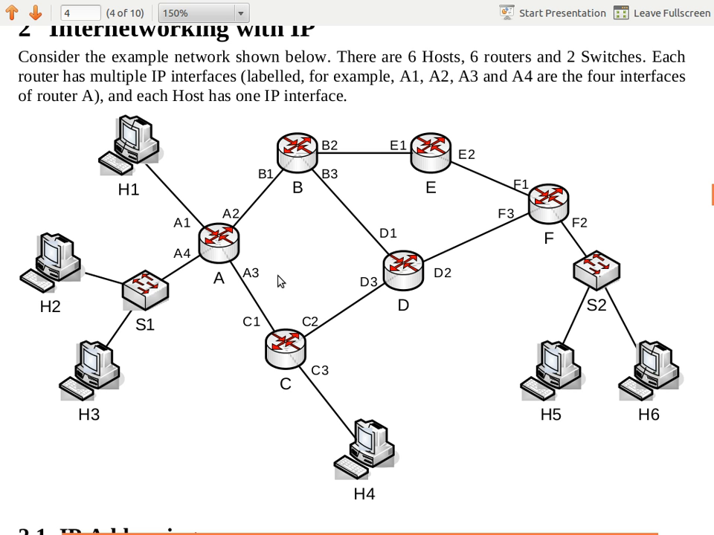The values I've used for net 2 and net 3. Net 1 contains host H1, net 2 hosts H2 and H3, net 3 H4, and net 4 is the network that contains H5 and H6. What is its network address?